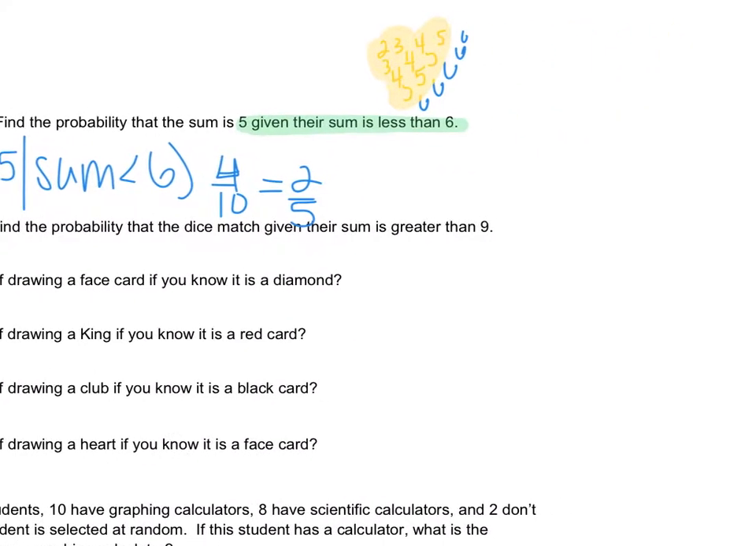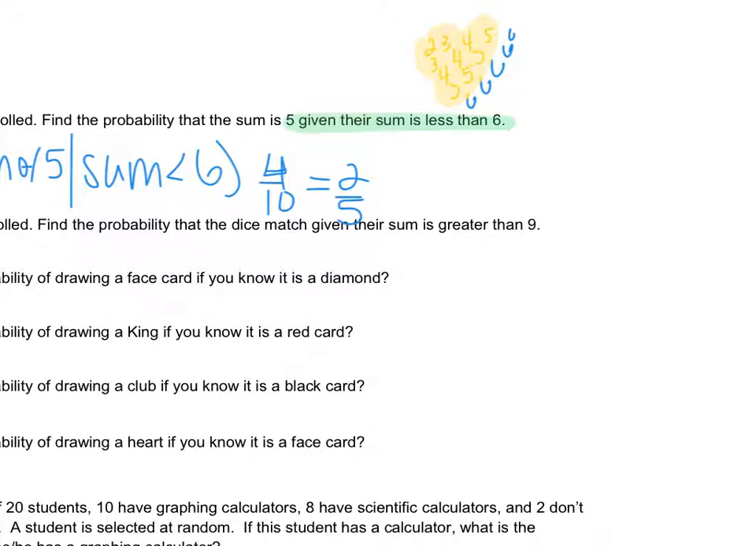So find the probability that the dice match, given that their sum is greater than 9. So we have 12, 11, 11, 10, 10, 10, and 9, 9, 9, 9. If you're not sure how I'm doing this sum chart, remember you can always refer back to your notes on where that sum chart is. So we already know that their sum is greater than 9.